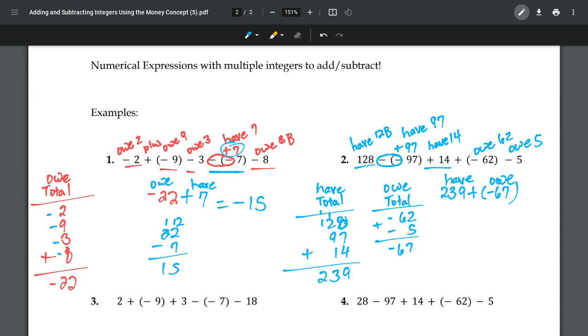So to figure out what you're going to have left over, you subtract. What is 239 minus 67? Okay. You're going to have $172 left over. And because you're going to have it left over, it's positive. So I hope we understand the money concept. If you don't, please come into your desk immediately. Okay?